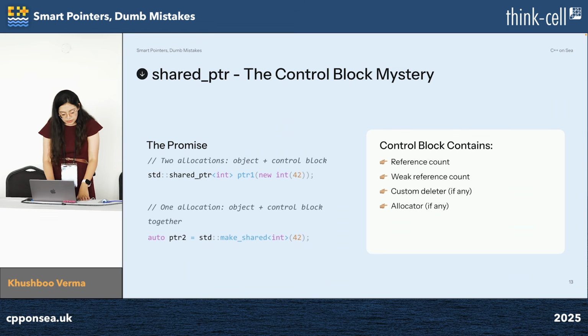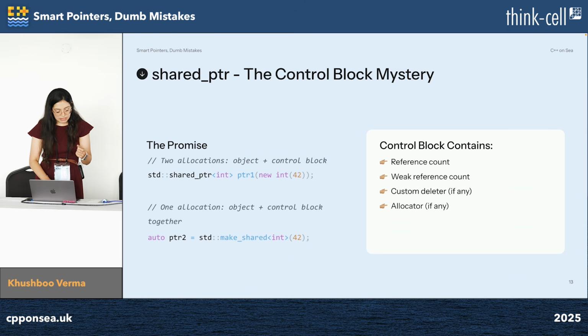If we look at the example here, I'm making two allocations. If we look at the first line, I'm initializing a shared pointer of type integer called ptr1. And inside it, I'm doing new int 42. So as you can see, in the same line I'm doing shared pointer and also using the new keyword. So it is an object allocation and also a control block allocation. And if you look at the second line, I'm doing auto ptr2 and make shared, creating an integer, right? So in this particular case, it's just a single allocation.